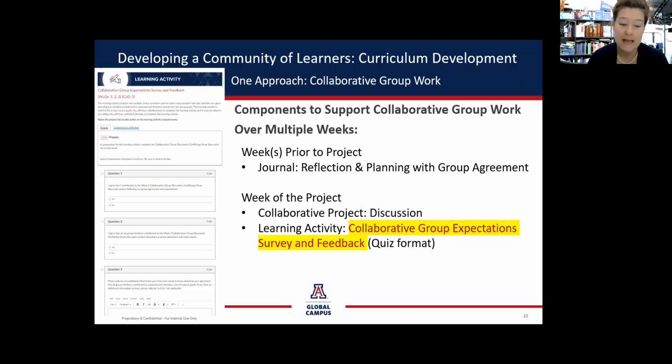Let's see, that's really tiny there, but the open-ended question reads, "Please indicate any additional information your instructor needs to know related to your agreement that all group members contributed, and should therefore earn the group grade. If you have no additional information to share, please indicate NA for not applicable."